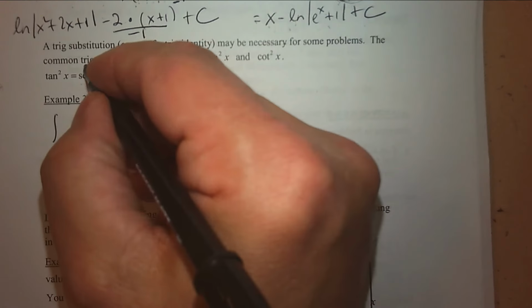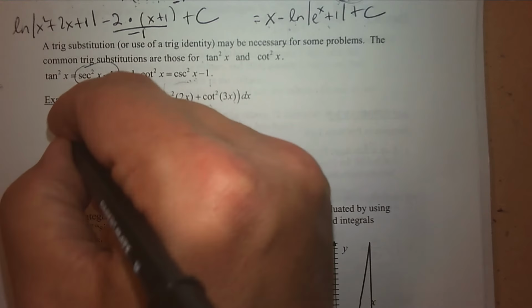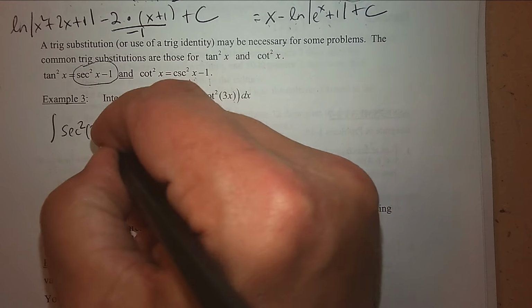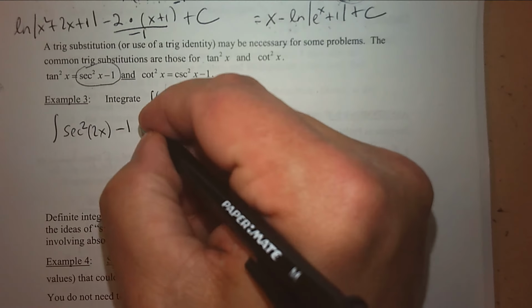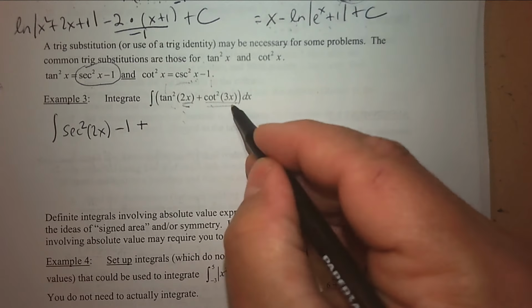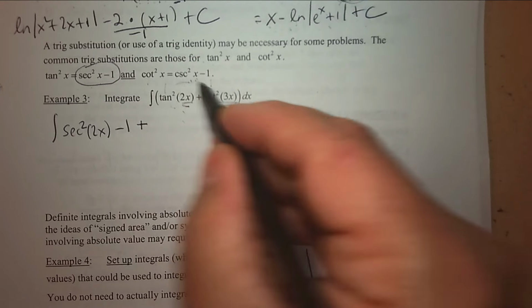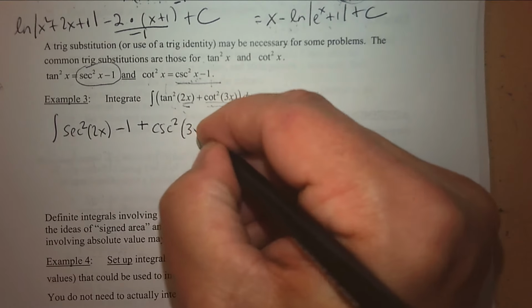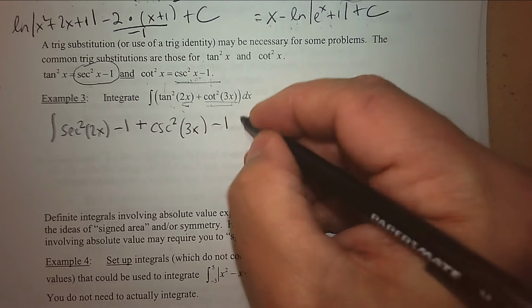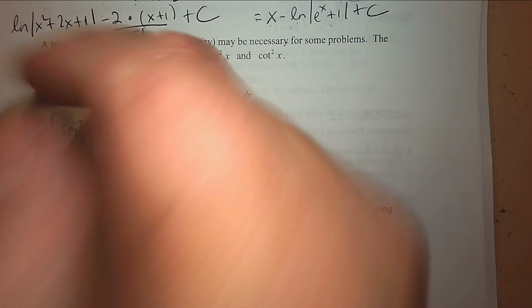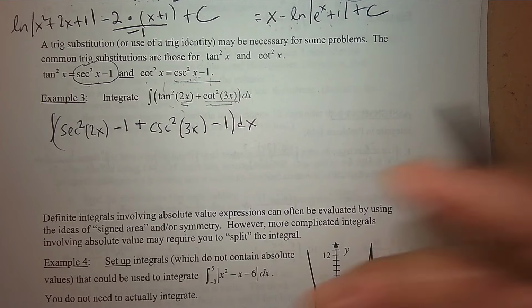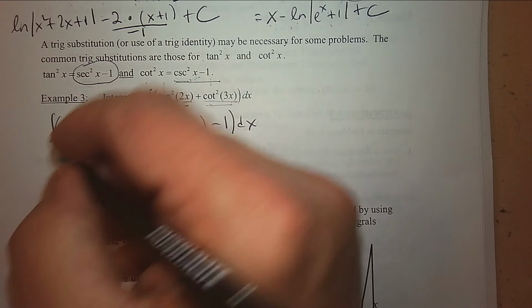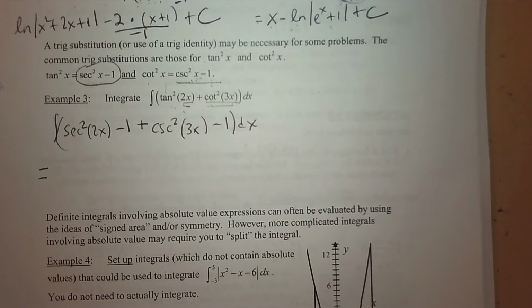So tangent squared is what? Secant squared. Now instead of x, what do they have in there? So just put in 2x. And cotangent squared is up here, right? What is it? Cosecant squared. Instead of x, again, I put in 3x minus 1. Now what are we going to do?